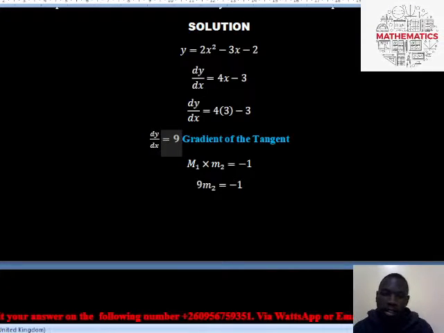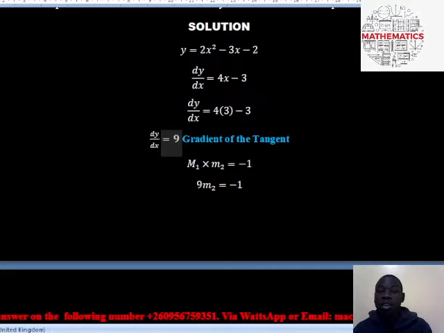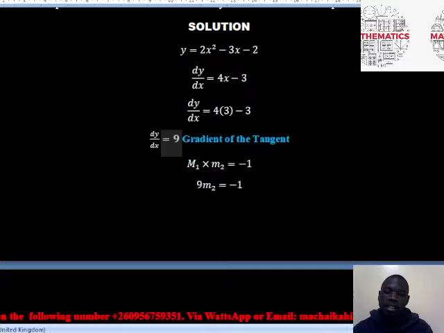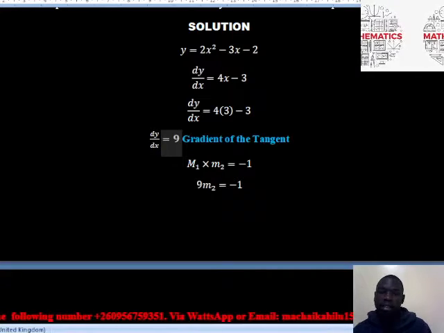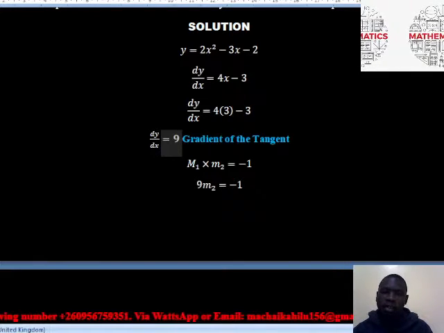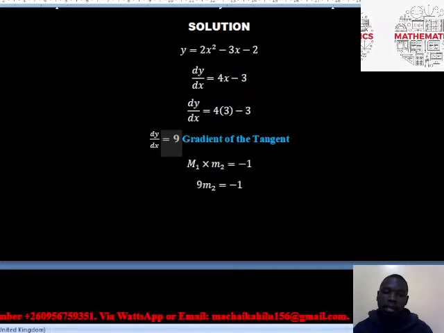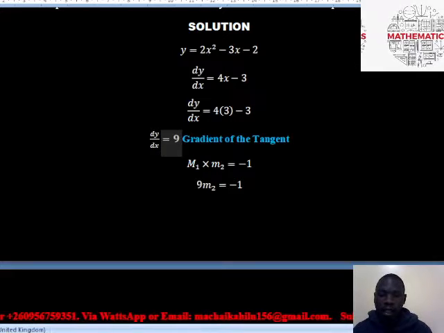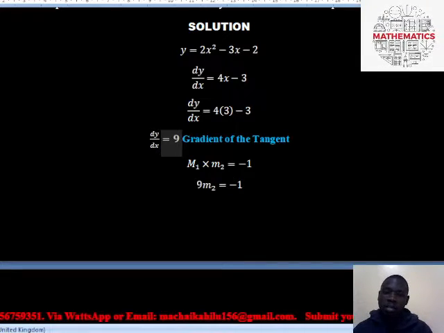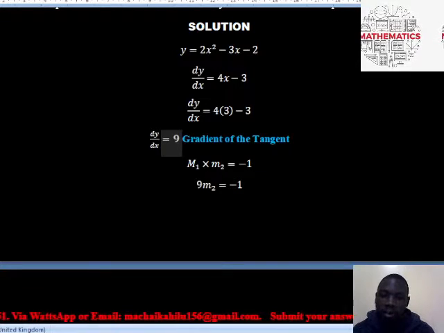That 9, ladies and gentlemen, is not the gradient of the normal. No, that signifies the gradient of the tangent. So that 9 is our gradient of the tangent. After finding the gradient of the tangent, we can move on to find the gradient of the normal. You cannot find the gradient of the normal without finding the gradient of the tangent. So now let's move on to find the gradient of the normal.